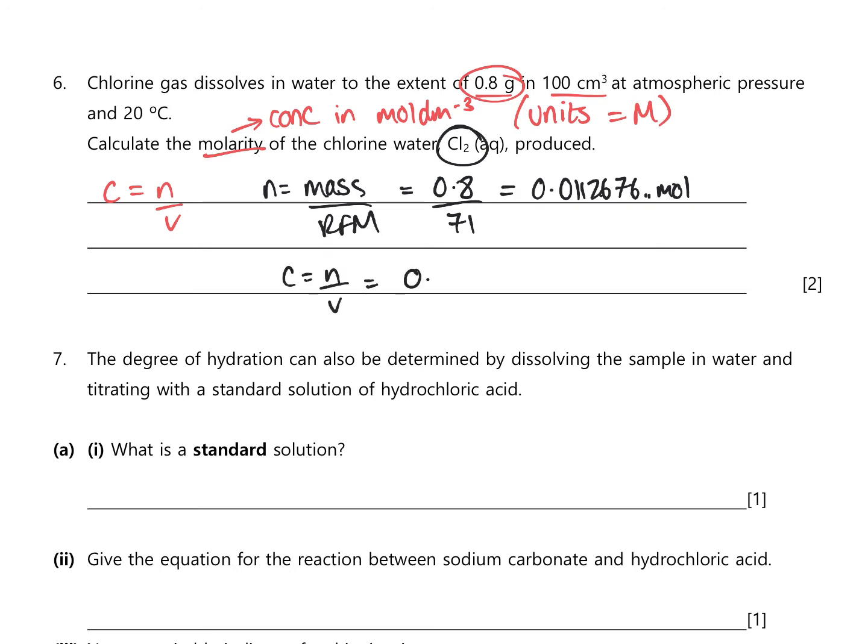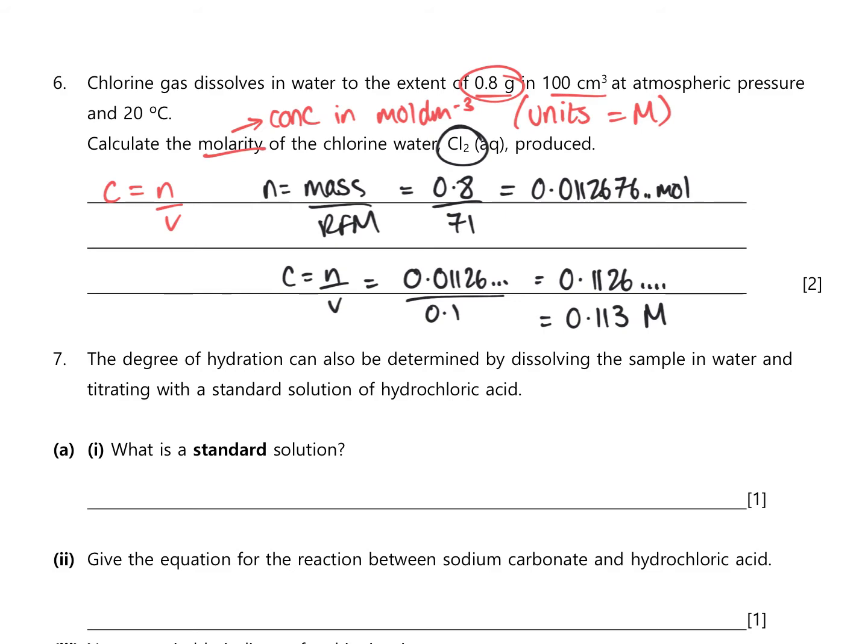And then we use C equals n over V. So that's going to be our 0.01126, etc., divided by 0.1. Keep that accurate in your calculator until the final answer, and that will come out as 0.1126, etc. And you could round that off to 0.113. But the units you need to use are capital M because it asks for the molarity. So some people lost a mark because they wrote moles per decimetre cubed.